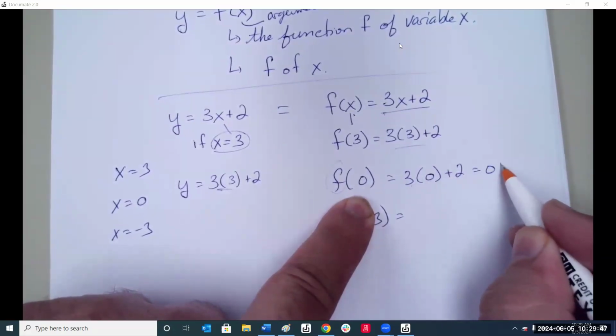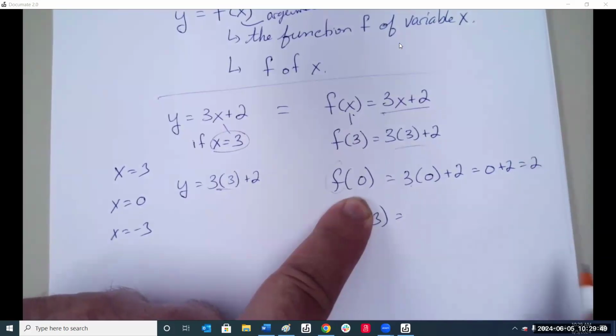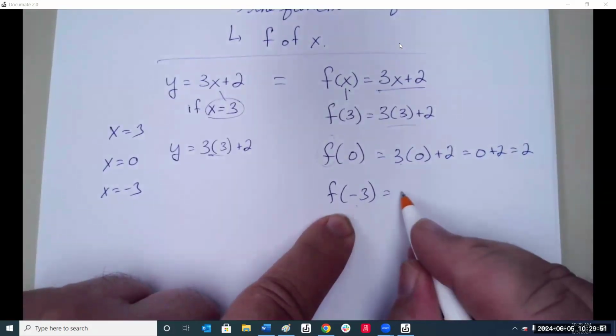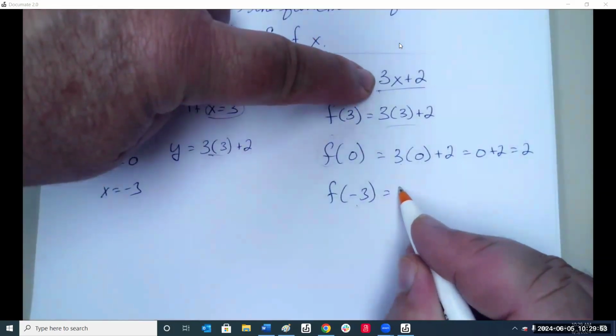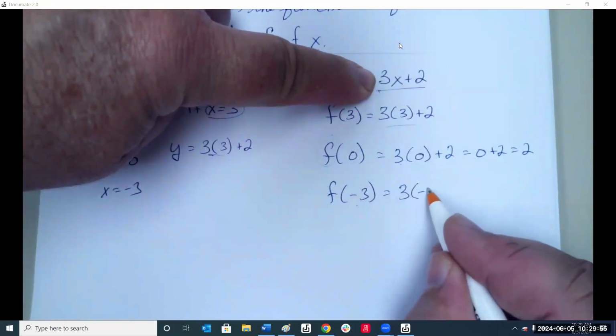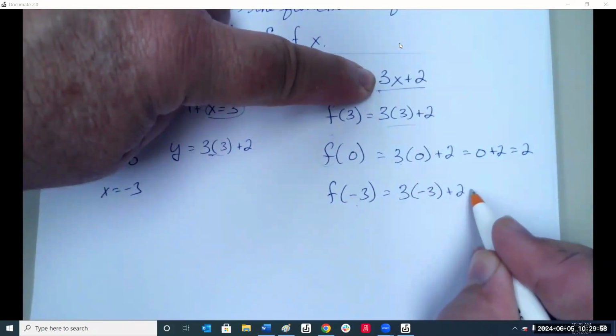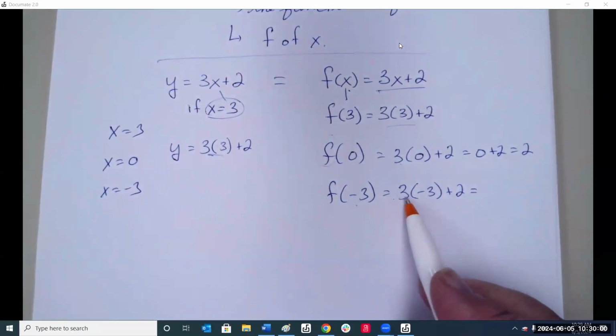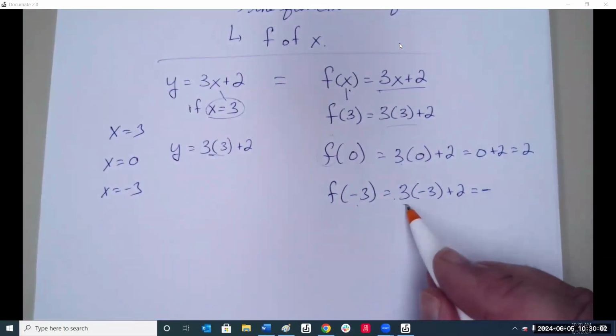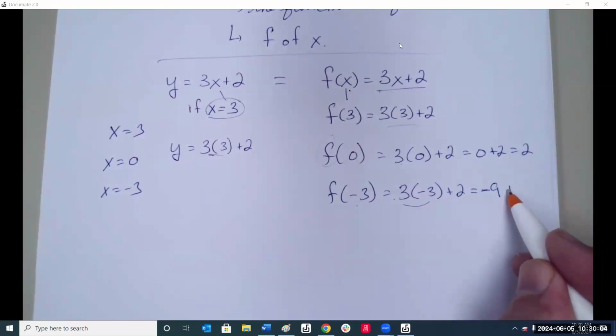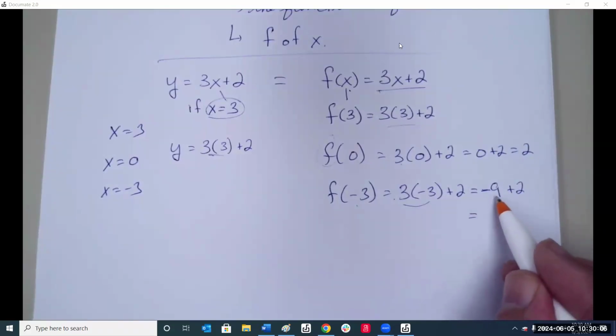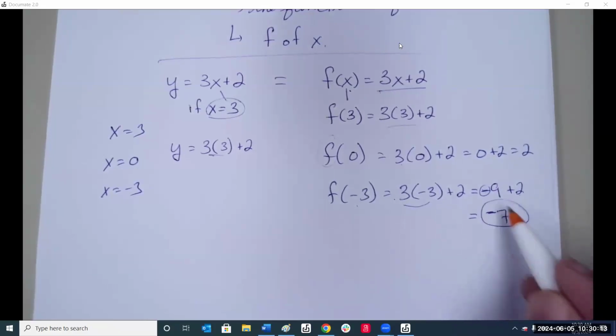3 times 0 is 0, plus 2 is 2. This one's -3. Here's the equation. 3 times -3 plus 2. Positive times negative is negative. 3 times 3 is 9. 9 is bigger than 2, so the answer is negative. 9 minus 2 is 7.